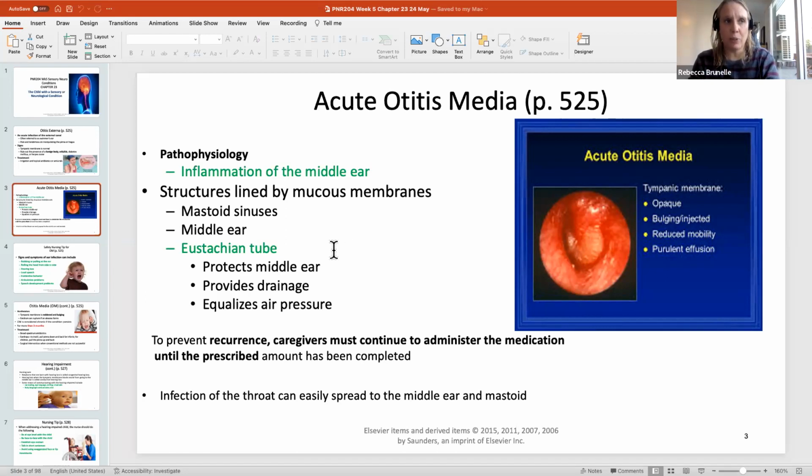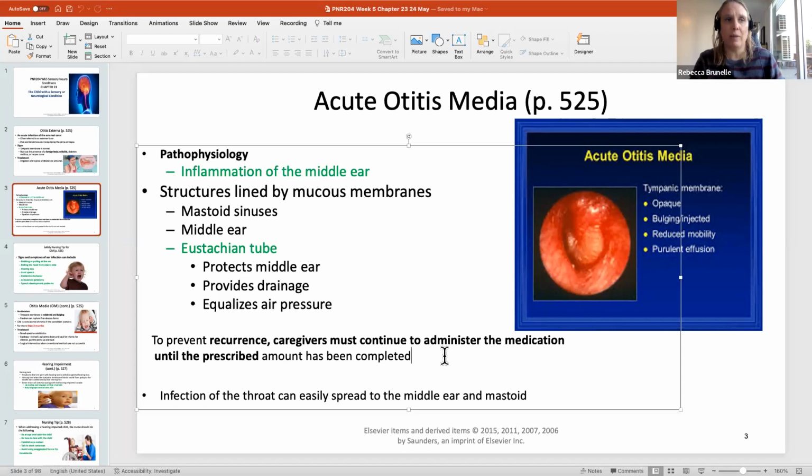So kids, particularly young kids, are at risk for otitis media because they have shorter, wider, and flatter eustachian tubes. The eustachian tubes protect the middle ear and help drain the fluid so that you don't get that buildup of pressure behind the tympanic membrane.